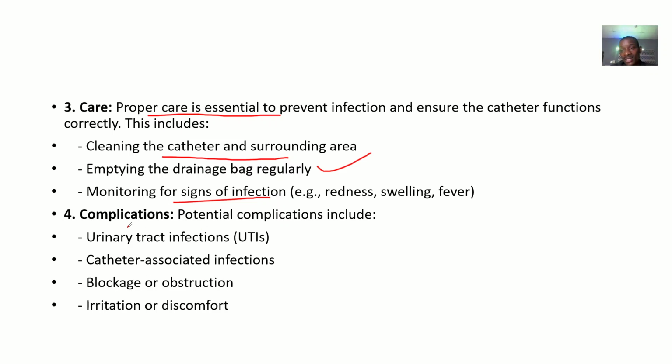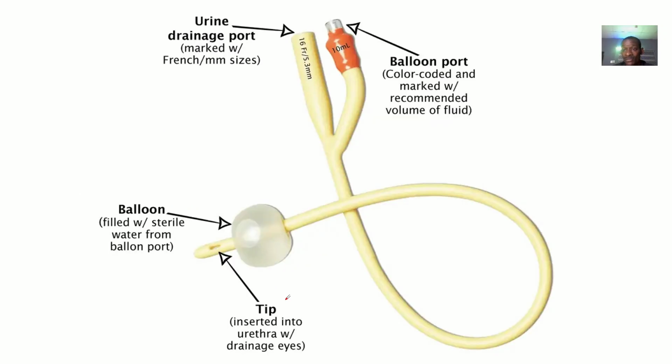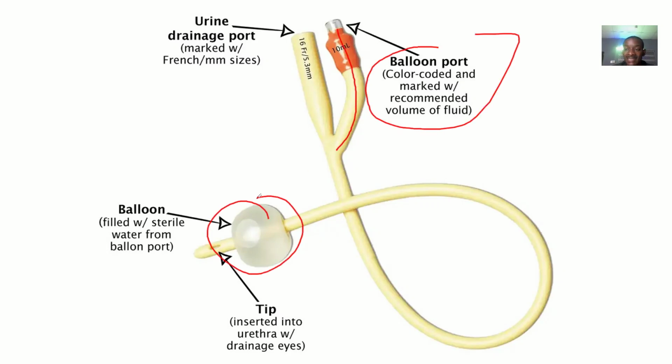What are the complications that could result from use of this catheter? It could lead to infections if not monitored properly. It could lead to catheter-associated infections. It could lead to blockage or obstruction. It could lead to irritation or discomfort. You could say there's a balloon port for inflating this balloon.